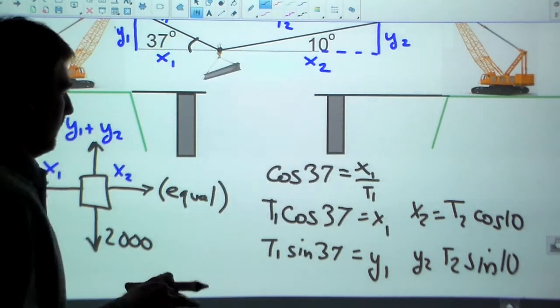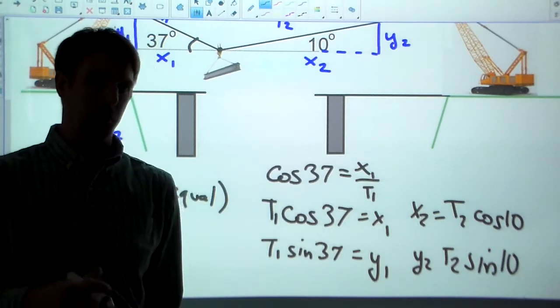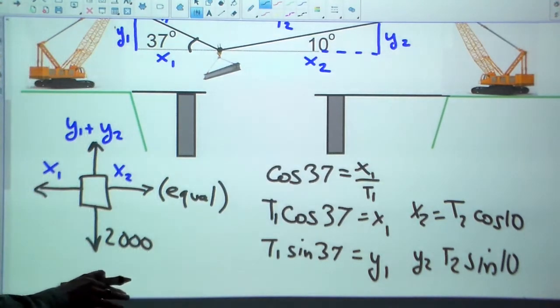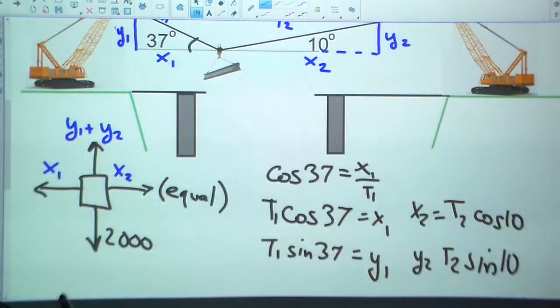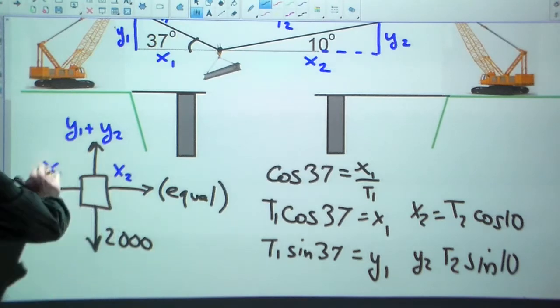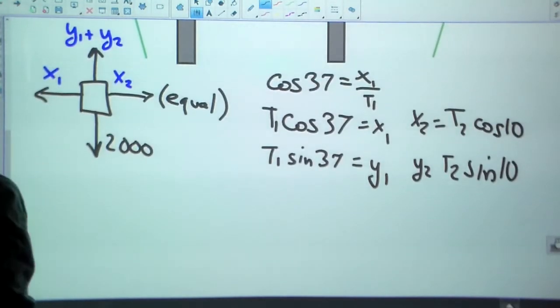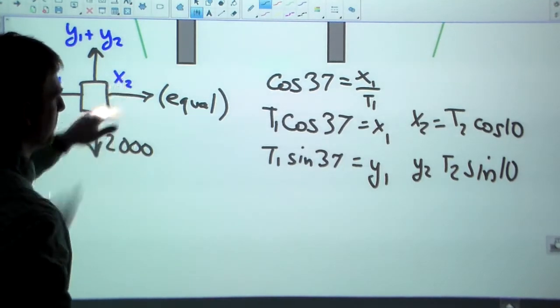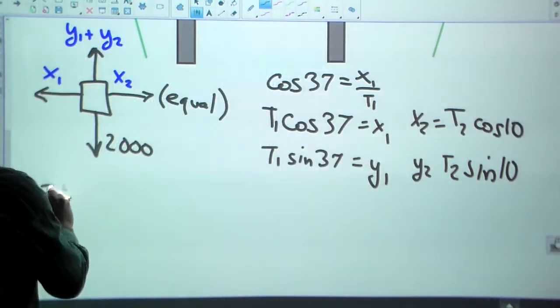Now, if you know the process we've talked about all year, however many variables we have, that's how many equations we've got to have to solve them all. So far I've got 4 equations, but I've got 6 variables. So I need 2 more equations, and those are going to come from this free body diagram. So things I know to be true. I know that x1 and x2 are equal. So I'm going to take x1 and x2 and set those equal.